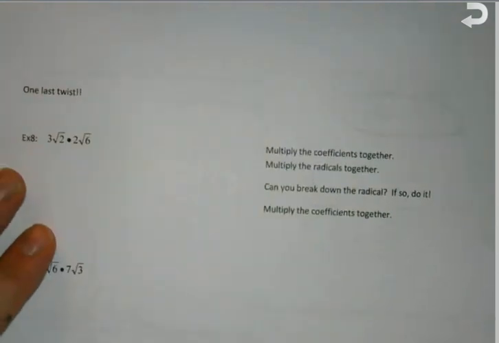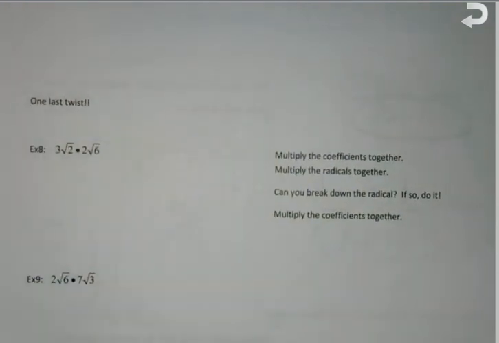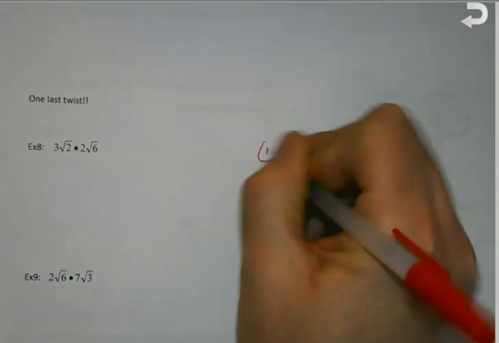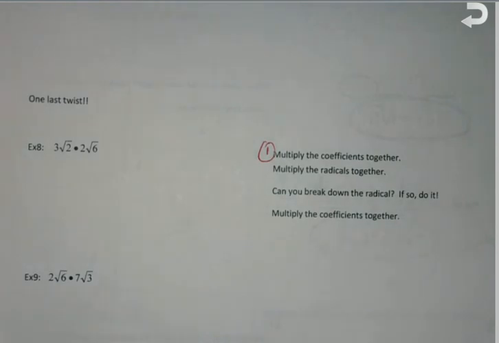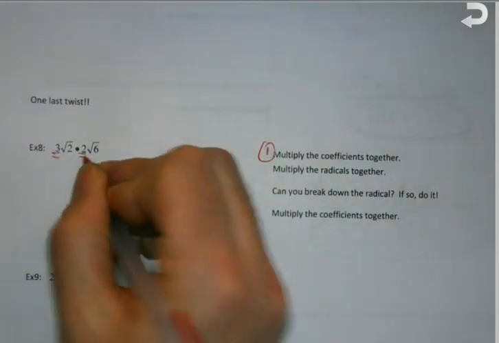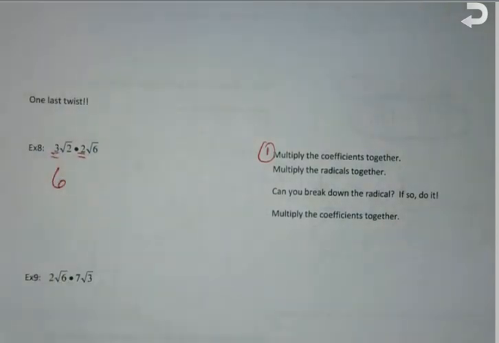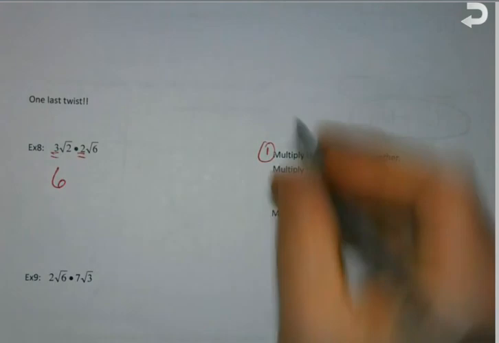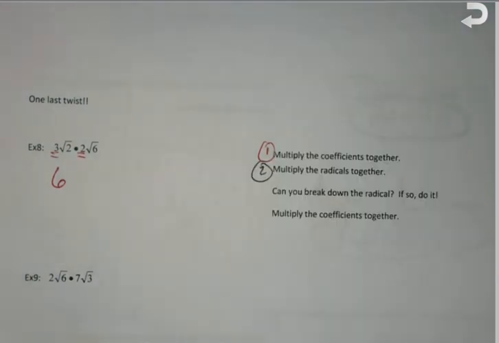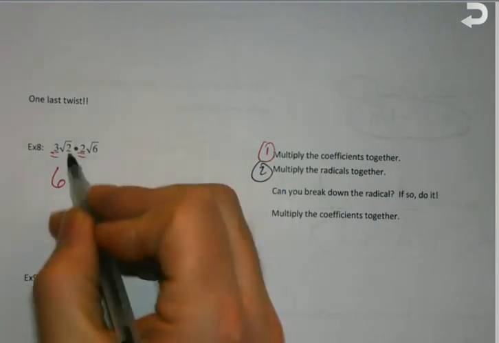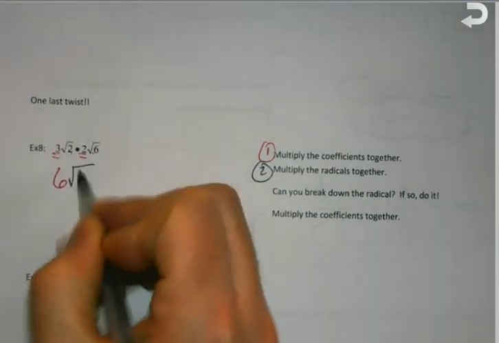What happens if instead of being asked to add or subtract, I'm multiplying them? Oh, geez. Okay. My little directions over here. Multiply the coefficients together. Multiply the numbers in front together first. So 3 times 2 is 6. Second, I'm going to multiply the radicals together. You can multiply the numbers. Just because I can't add or subtract doesn't mean I can't multiply. So 2 times 6 is 12.